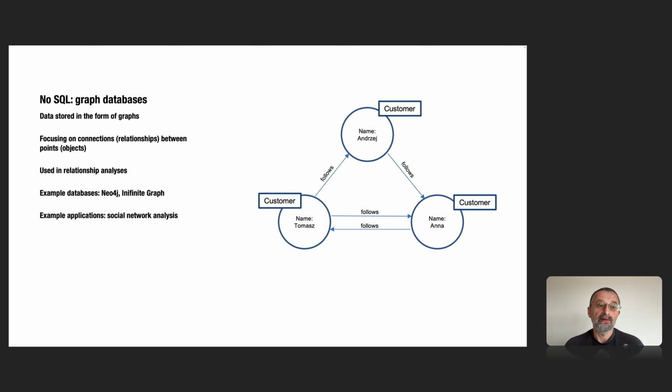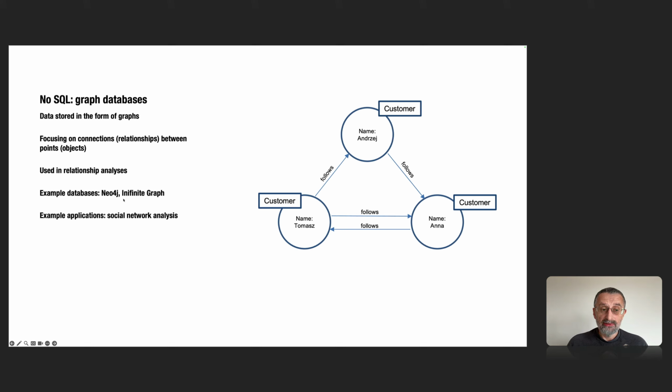And finally, very important nowadays, are graph databases where data is stored in the form of graphs. What you can see here is an example graph where we have edges and nodes. Nodes are names, Andrzej, Tomasz, Anna, and edges are relations. So these databases focus on relationships between objects. Tomasz follows Andrzej, Andrzej follows Anna. Okay, they follow each other. All of them are customers. So, example application, social network analysis.